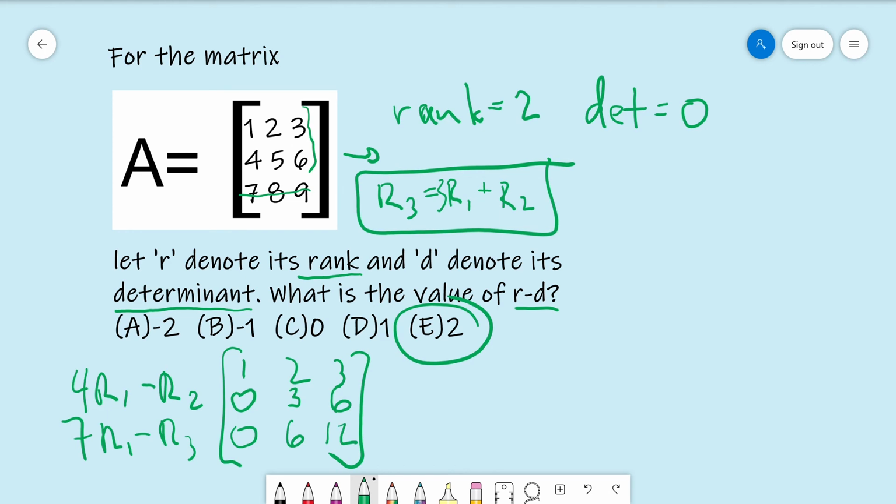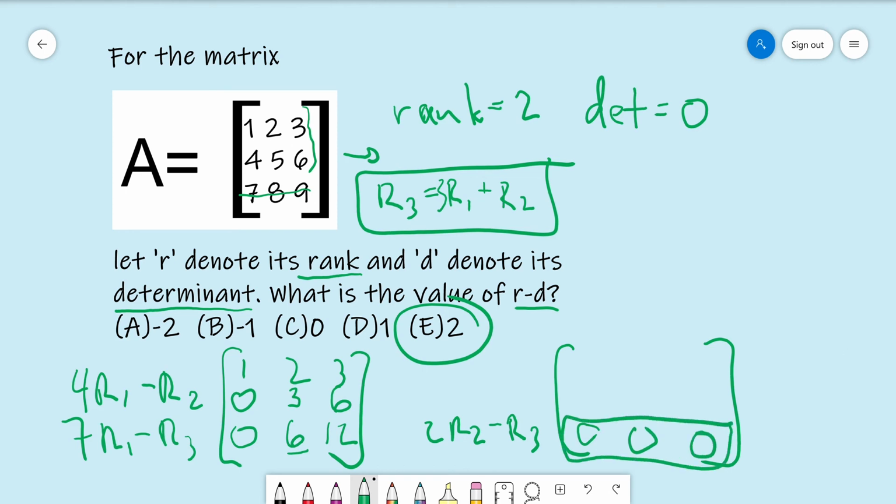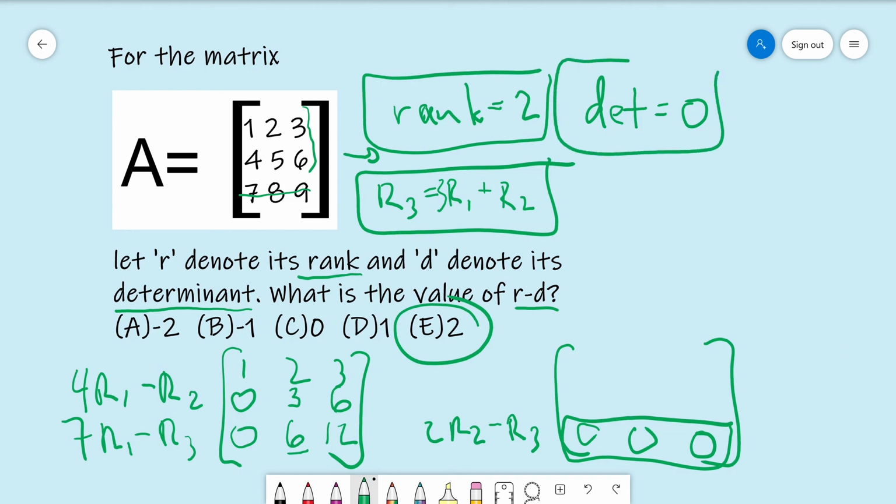And then, if you take 2 times the second row minus the third row in order to eliminate the 6, that's going to give you 0, 0, and 0. So right away you know that you have a row of zeros, which means that that row is dependent. It's not linearly independent, which will give us rank equals 2 and determinant equals 0.